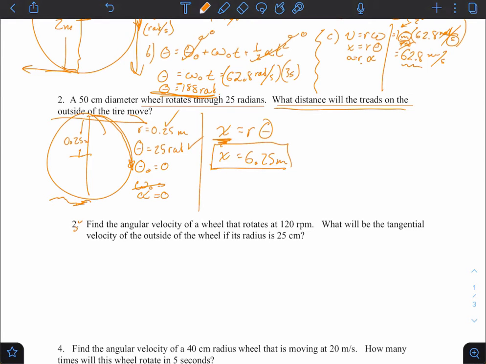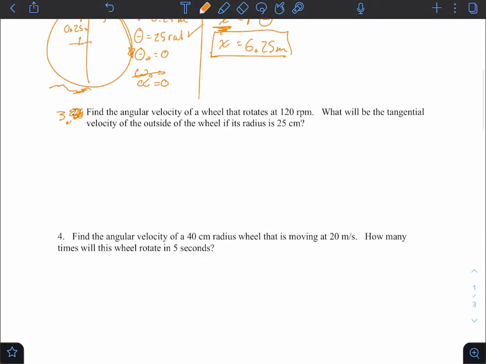2b. No, this is 3 because the next one's 4. I did fix that in the updated document, but I'm going to work through this one that you guys have. Find the angular velocity of a wheel. So we're trying to find the angular velocity that rotates at 120 RPM. Oh, so we are given the angular velocity. 120 rotations or revolutions per minute.